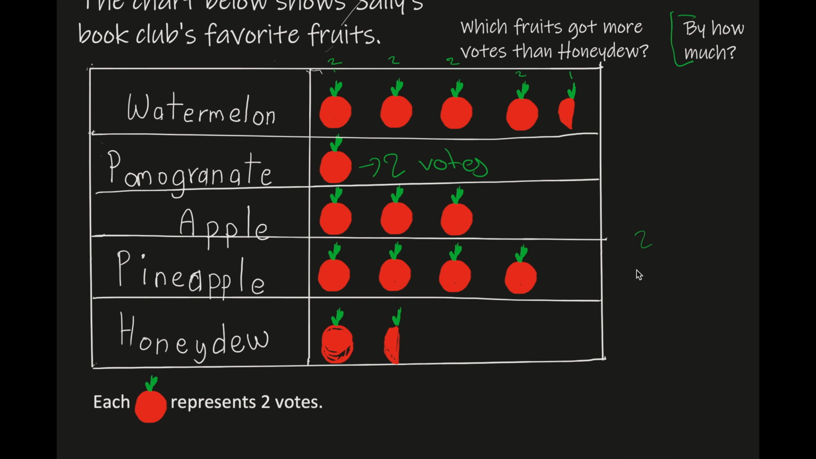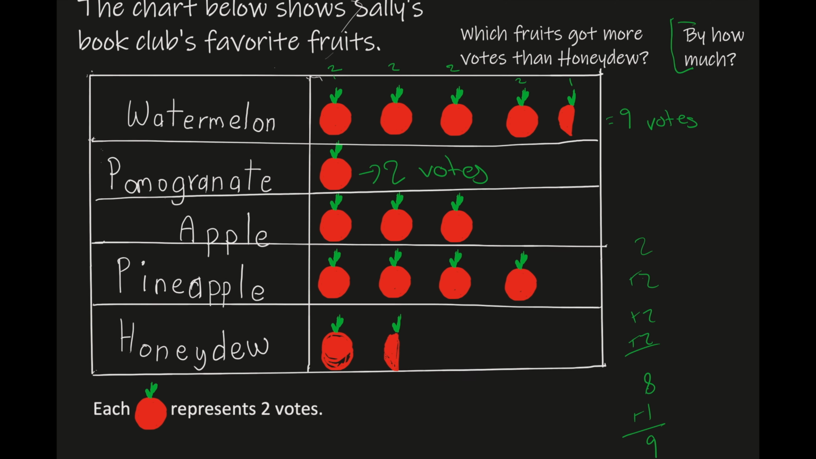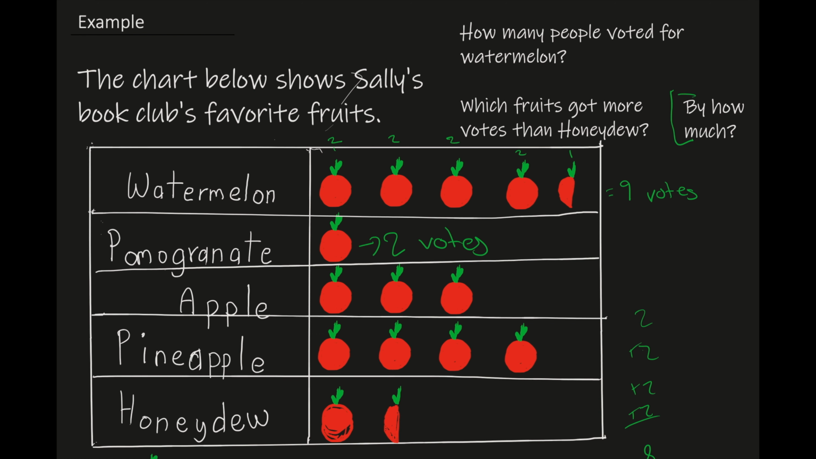So we have 2 plus 2 plus 2 plus 2. That should be fairly easy. 2, 4, 6, 8. Plus 1, very easy, 9. So it looks like watermelon got 9 votes. So that was a fairly simple question. How many people voted for watermelon? 9 people.